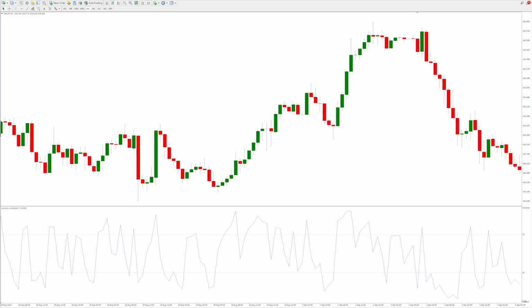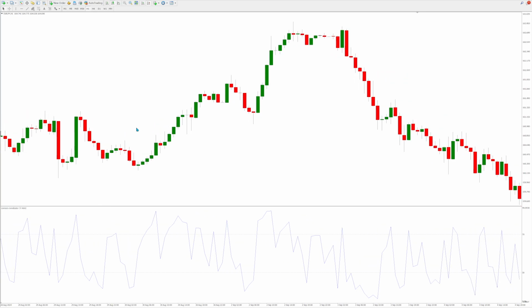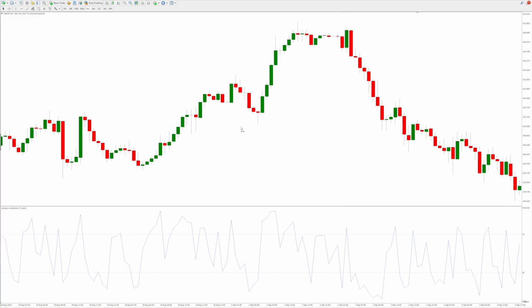Hi traders, and welcome to my video on Connors RSI Strategy. In this video I'm going to show you how you can capture moves like this for over 200 pips and this one for over 300 pips. So this is an EJ, a Euro Yen 1 hour chart.